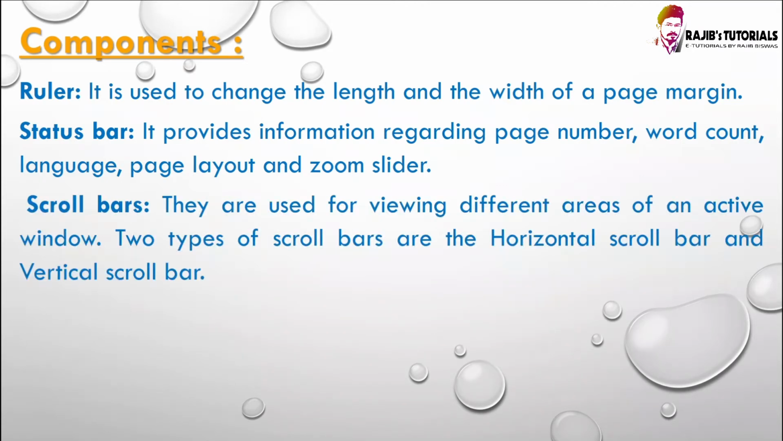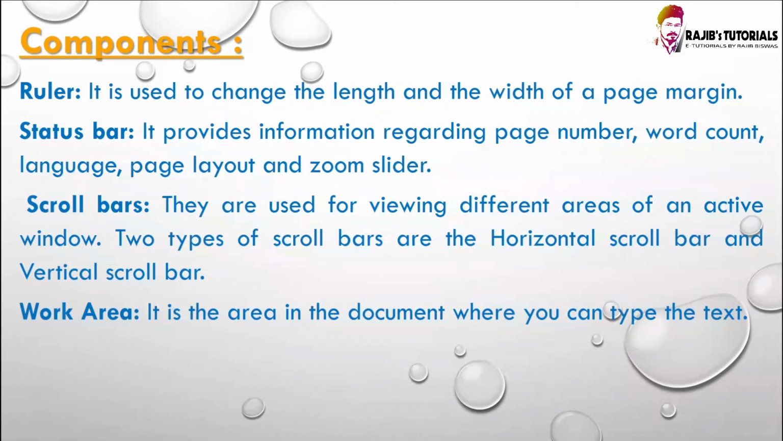Next component is scroll bar. Scroll bars are used for viewing different areas of an active window. Two types of scroll bar we can see commonly. They are horizontal scroll bar and vertical scroll bar.